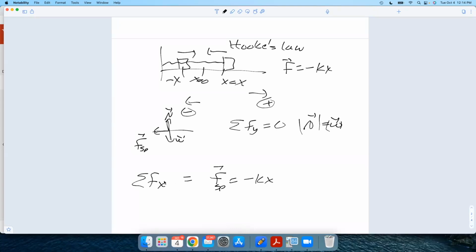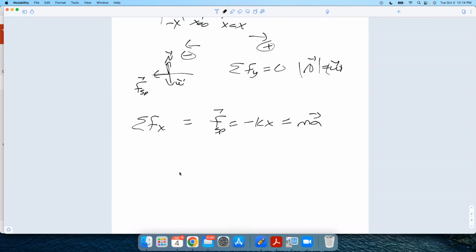But I've taken physics. I know the sum of the forces is mass times acceleration. So that says ma, the vector a, is negative kx, vector x. Now these are one-dimensional vectors. We handle one-dimensional vectors by just using positives and negatives. So I could ignore my little vector symbols here and just realize positive is to the right, backwards is to the left, is negative.